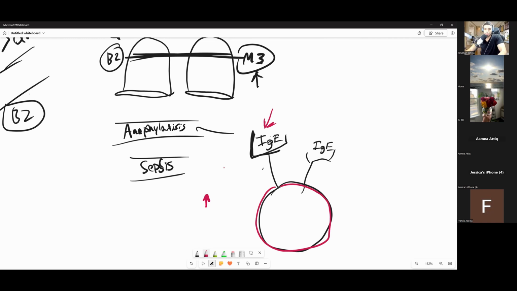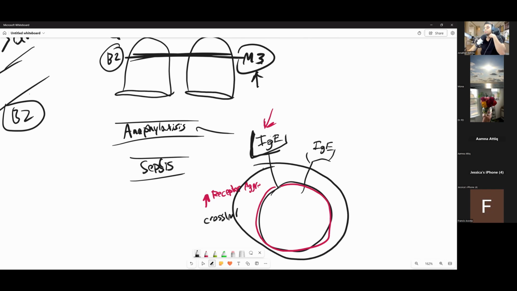Receptor aggregation, we call that. Then it will cause something called cross-linking. All the receptors will cross-link together. Then, of course, you'll have degranulation.